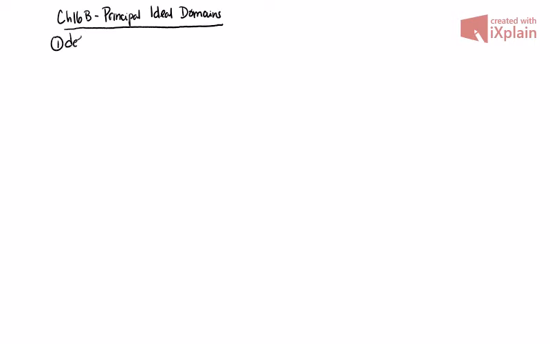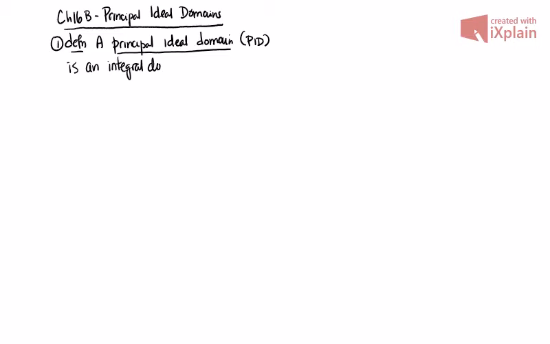So a principal ideal domain really is nothing more than a special type of integral domain. A principal ideal domain, which will be abbreviated PID to keep it handy, is an integral domain R in which every ideal is principal.